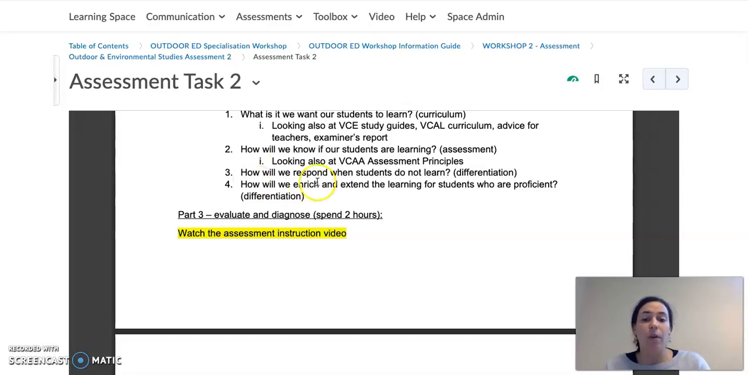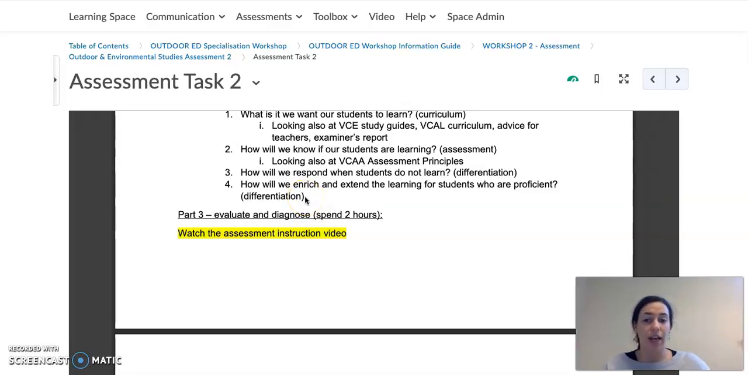So how will we respond when students don't learn? What will we be putting in place? It might not be from that unit design itself, but what would you be able to put in place to allow for differentiation? How will we enrich and extend learning for students who are proficient?